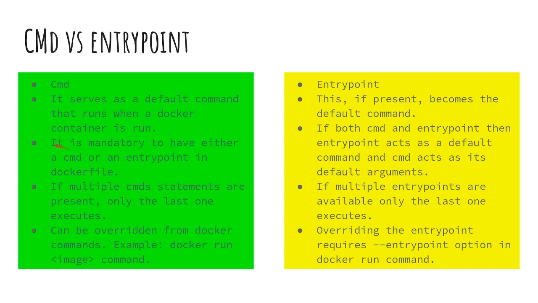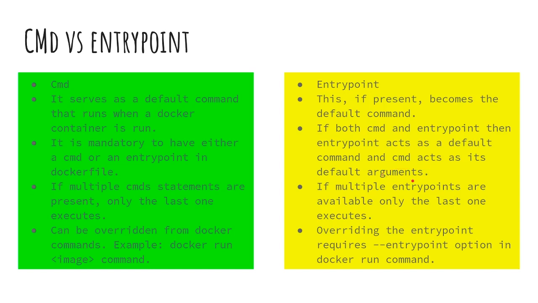So as I've written in the next point, it is mandatory to have either a CMD or an entry point in a Docker file. The word mandatory is somehow confusing here, because you can opt to not have an entry point and a CMD in your Docker file, but in that case the Docker file will not be of any use. So if both CMD and entry point are present, then the entry point acts as a default command and the CMD acts as its default arguments.